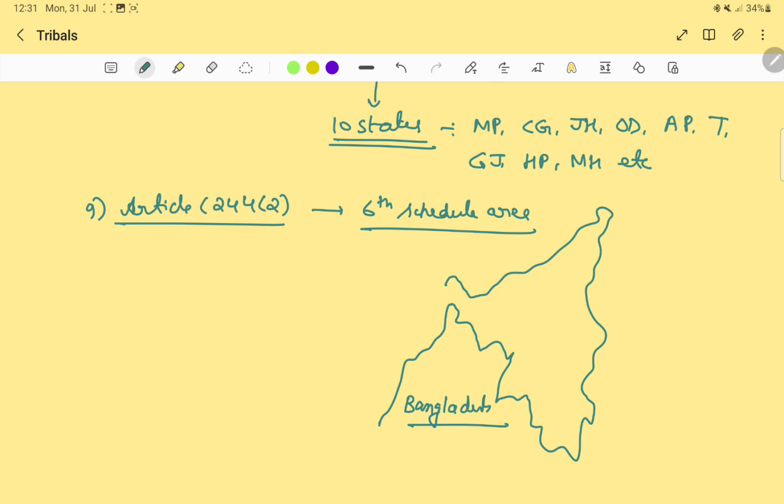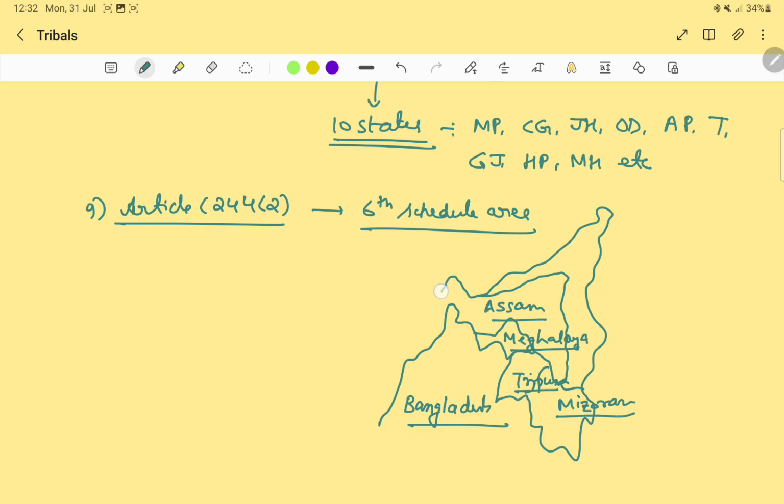So if I have to show where these 6 scheduled areas are, firstly we have Assam. This Assam goes like this. Okay, this is Assam. Then we have Meghalaya, then Tripura, and then Mizoram. Okay, so these are all covered. This is Meghalaya. This is Tripura. So Assam, Meghalaya, Tripura and Mizoram.